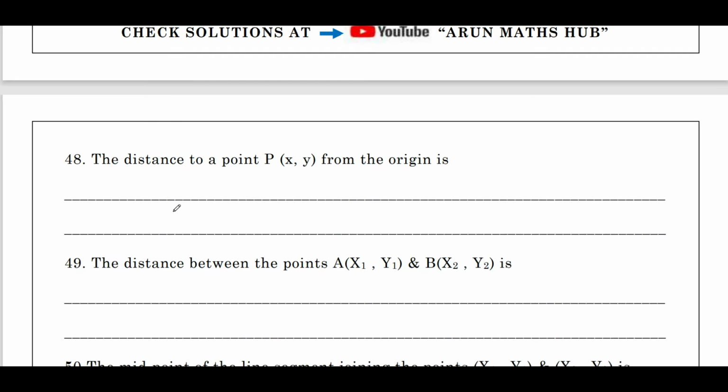The distance of a point P of x comma y from the origin is given by d equals what? Square root of x square plus y square. Very important relation. A 1 mark problem will also be asked: find the distance of the point 4 comma 3 from the origin. Just square it. Square root of 4 square plus 3 square, we get square root of 16 plus 9, square root of 25, we get 5 units. The distance of a point from the origin is given by the formula d equals square root of x square plus y square.